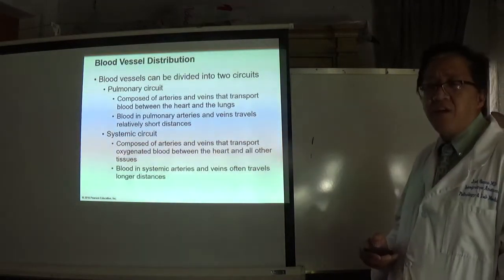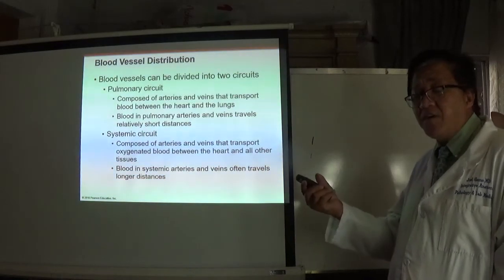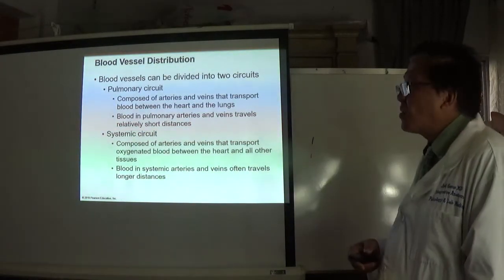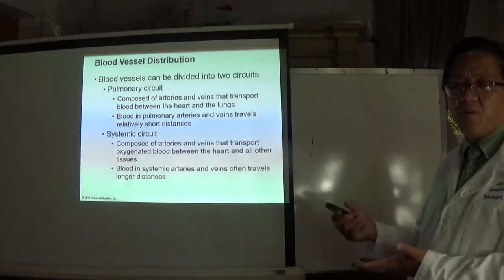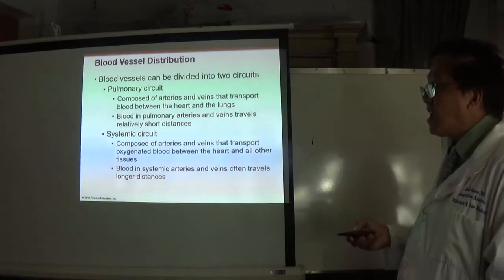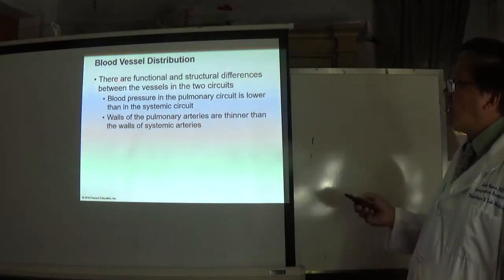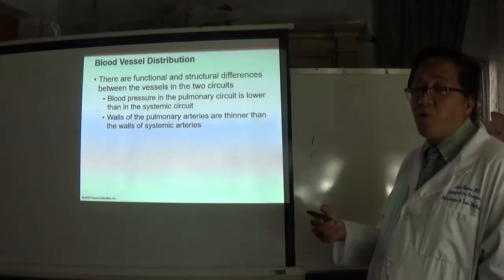So pulmonary circuit refers to the movement of blood to the lung from the heart, and from the lung back to the heart via the left atrium to the pulmonary veins. Systemic circuit refers to all the blood coming from the aorta and all the blood going into the vena cava that goes into the right atrium. Okay? So again, differences between these two circuits. It's very important to differentiate one from the other.